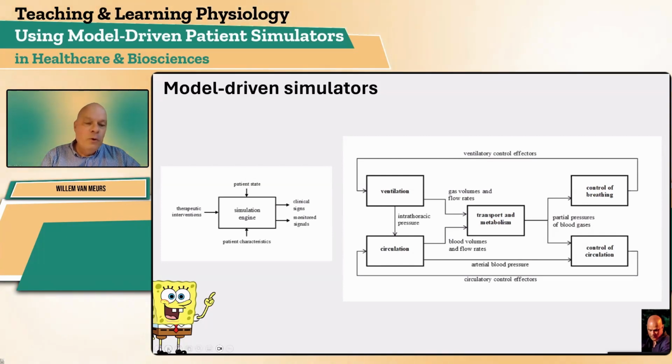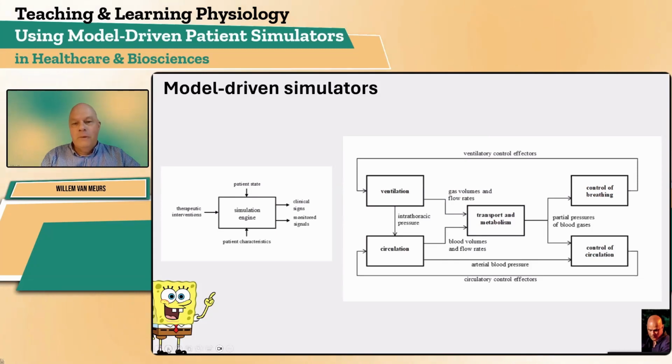But allow me to tell you first why we're doing all of this. So I've given you the presentation of the patient. Now, in a simulator, we would like these clinical signs and monitored signals to change automatically without intervention by an instructor or technician. And that's why we rebuilt this box, we rebuilt this patient. And so what you see on the right side is the different subsystems, as we engineers call them, that we build into these model-driven simulators.